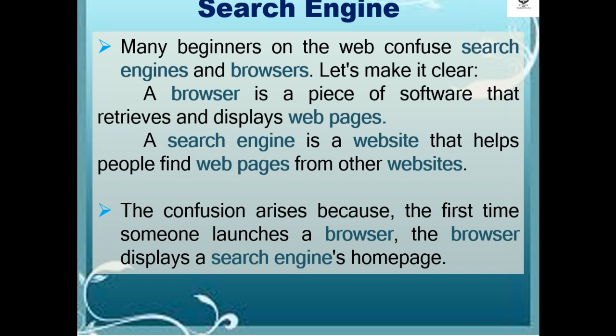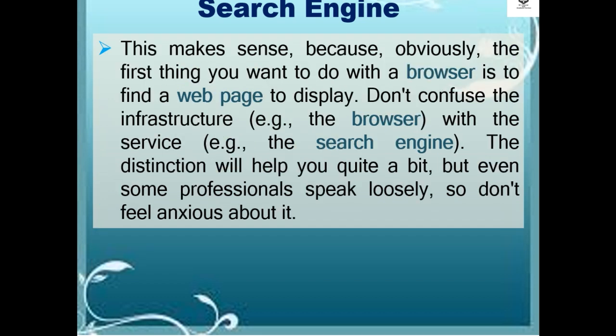Many beginners on the web confuse search engines and browsers. Let's make it clear. A browser is a piece of software that retrieves and displays web pages. A search engine is a website that helps people find web pages from other websites. The confusion arises because the first time someone launches a browser, the browser displays a search engine's homepage. This makes sense because, obviously, the first thing you want to do with a browser is to find a web page to display. Don't confuse the infrastructure like the browser with the service like the search engine. The distinction will help you quite a bit, but even some professionals speak loosely, so don't feel anxious about it.